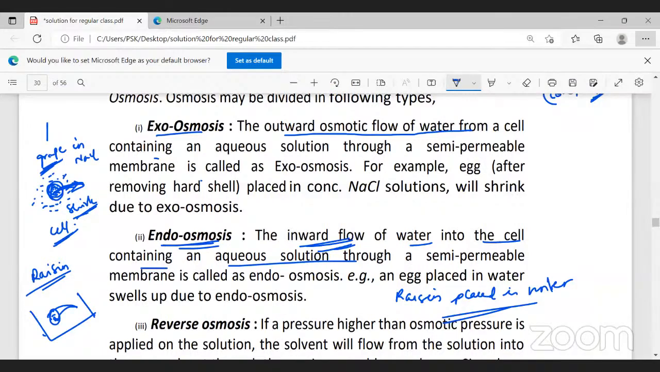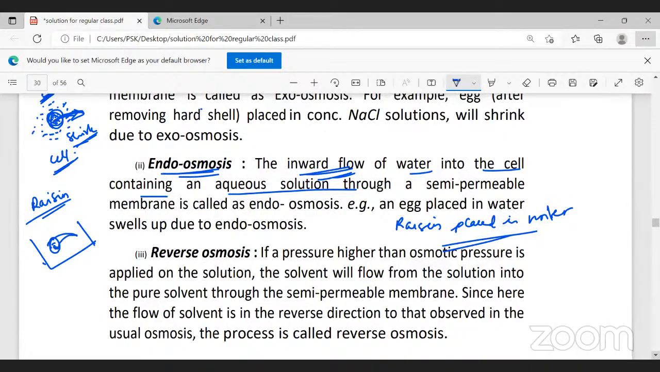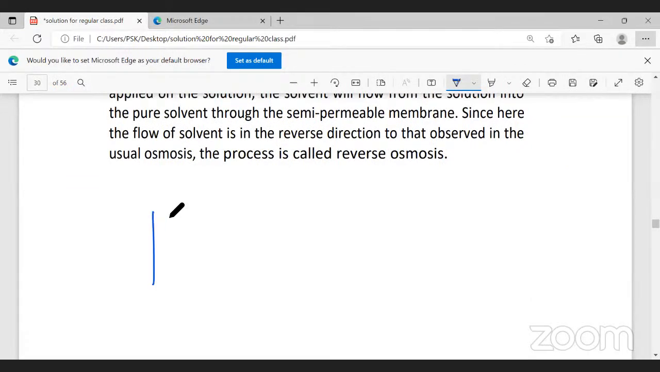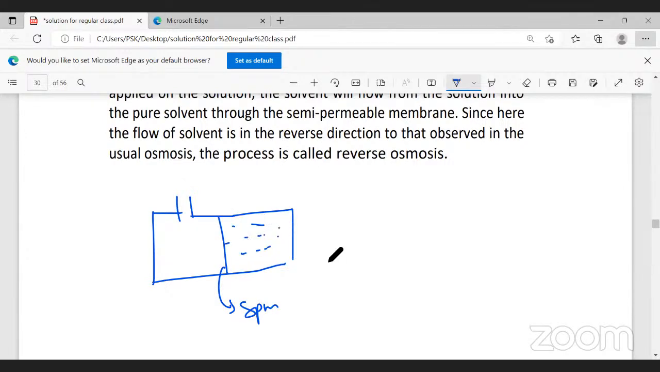Reverse osmosis is a regular question for you. We will learn reverse osmosis in a minute. Now, we will learn what osmotic pressure is. What is osmotic pressure? Now, this is a container, and this is a semi-permeable membrane. And here we have only pure solvent, and here we have a solution. Now what will happen? Now this is graduated. What happens?